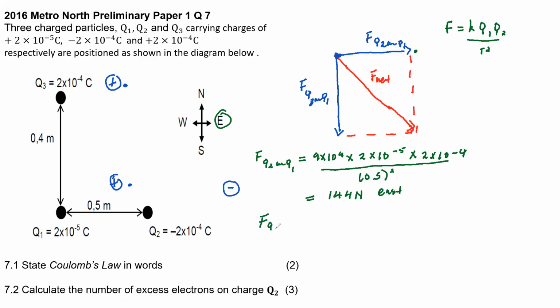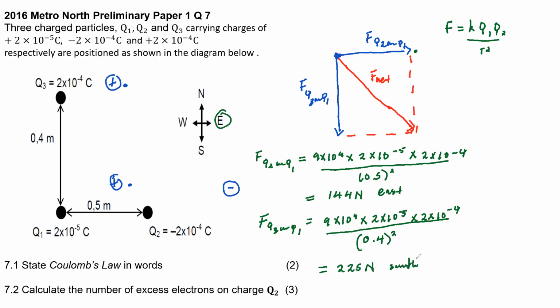I need the force that Q3 exerts on Q1. It's going to be now 9 by 10 to the power 9 multiplied by 2 times 10 to the power negative 5 times 2 times 10 to the power negative 4. The distance this time is 0.4, and that one is squared, all right? And then F of Q3 on Q1 ultimately becomes 225 newtons. And let's see what direction that is. Definitely that is south, like what you're looking at.